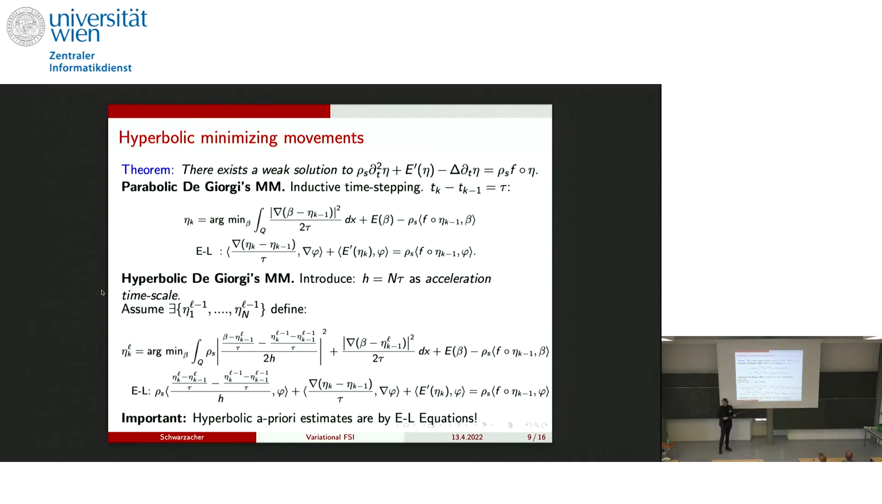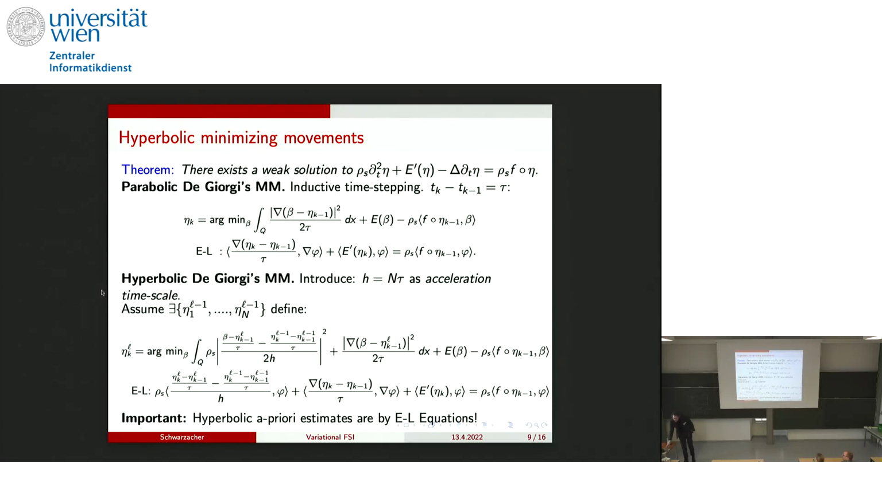You get an a priori estimate which depends on h, which is natural because De Giorgi's minimizing movements are gradient flows. So they will not give hyperbolic estimates. But because the Euler-Lagrange equation has the right structure and is really a fully implicit Euler approximation, you can get a priori estimates afterwards, after passing with tau to 0, essentially.